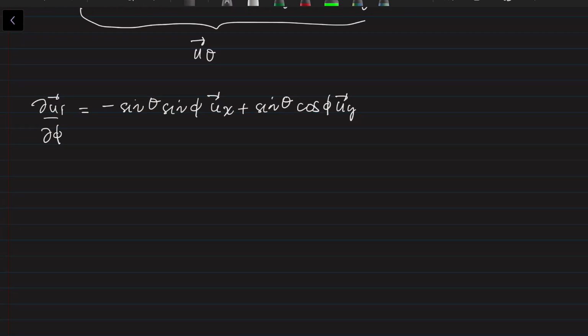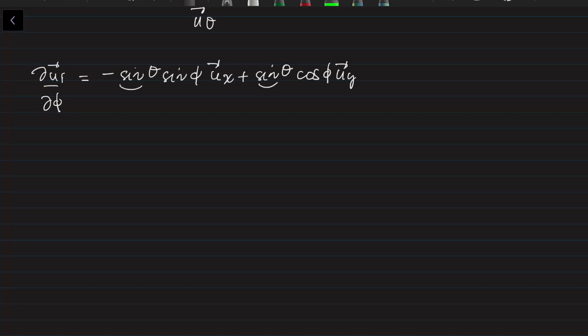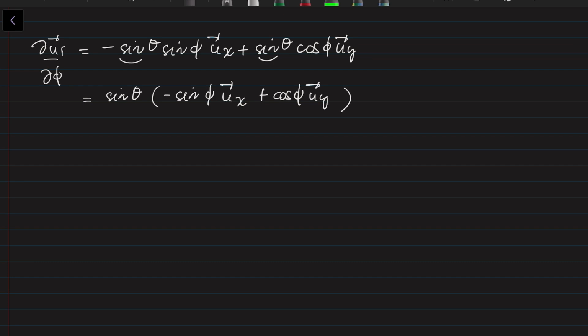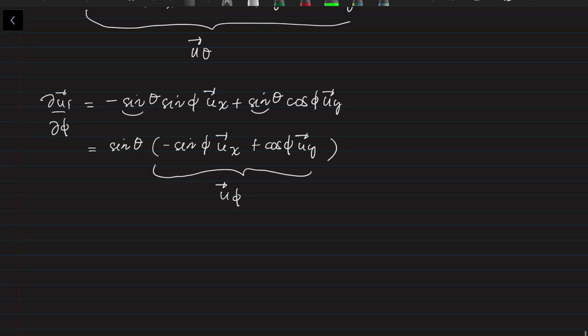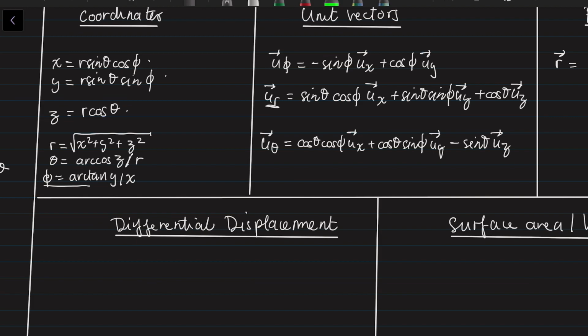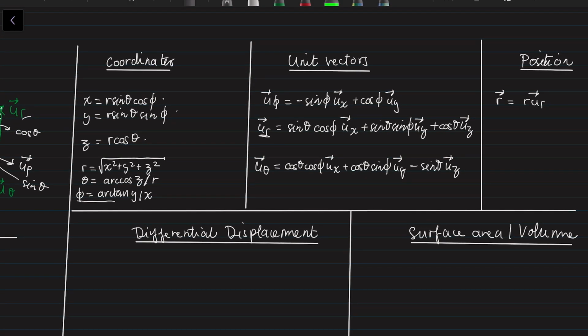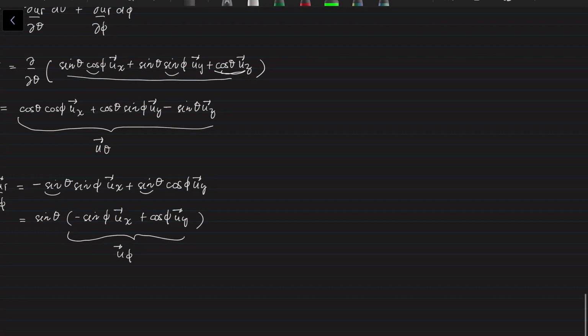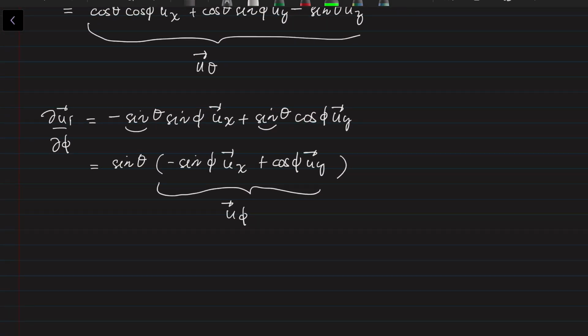So what I can do is pull out a factor of sine theta from this expression. That gives me sine theta times minus sine phi ux plus cosine phi uy. And what I have in my brackets is just my unit phi vector. Let me show it to you again. The unit phi vector, the way we've computed it, is minus sine phi ux plus cosine phi uy. So the partial derivative of my unit r vector with respect to phi is just my unit phi vector times sine theta.